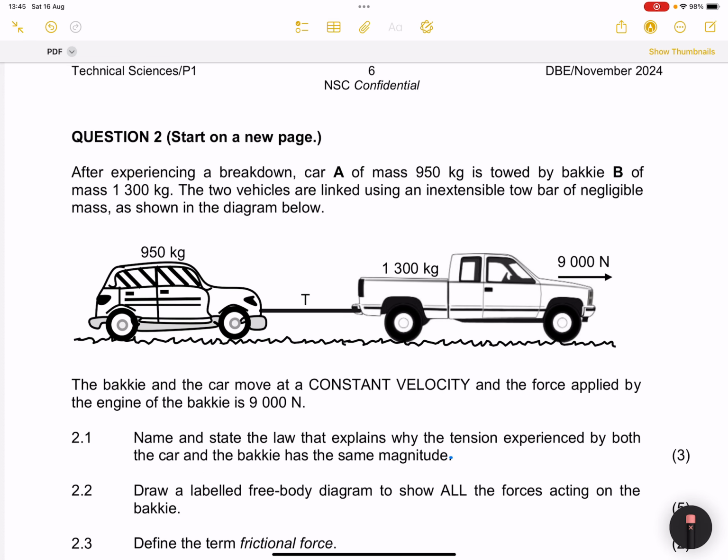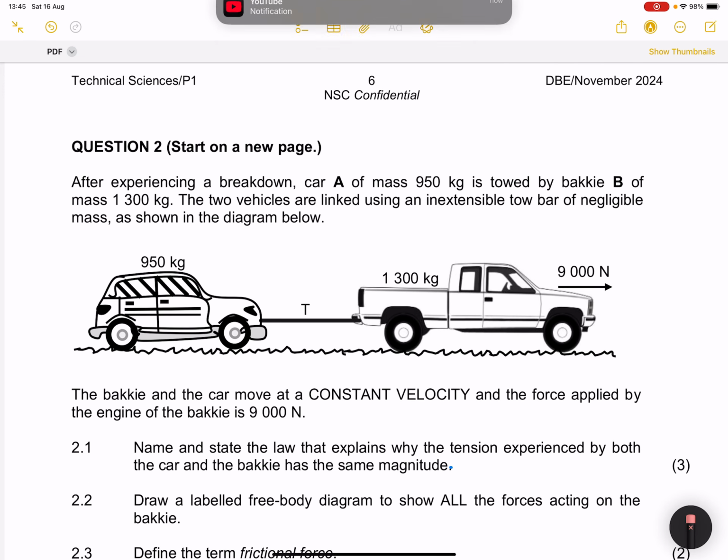All right, so we are still continuing on that Technical Science, right? Paper 1 from November 2024.